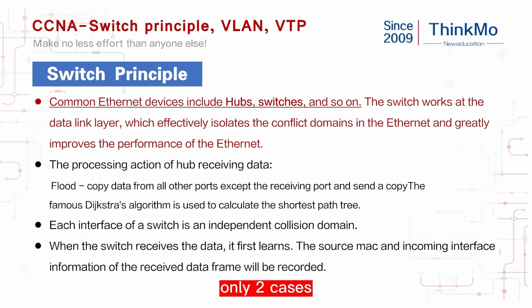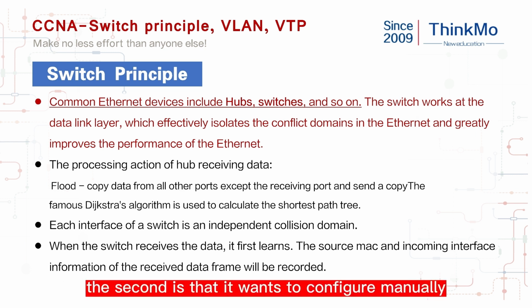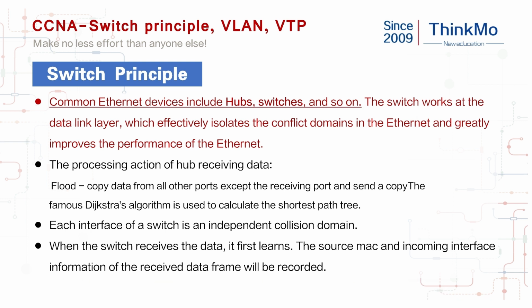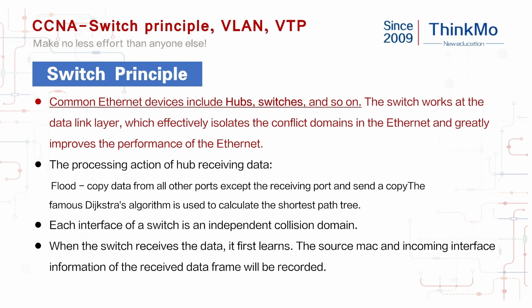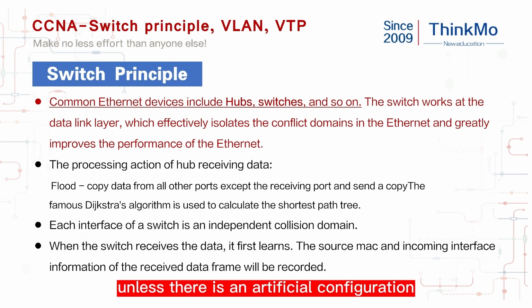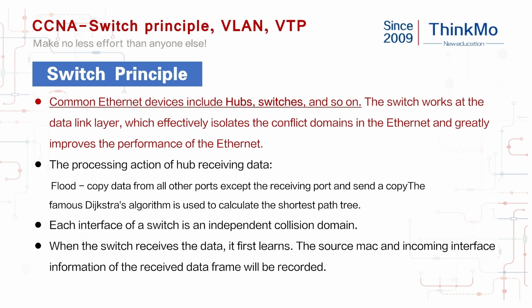There are only two cases. One is that it is going offline. The second is that it wants to configure manually. Then it will actively send messages to the device to release the address allocated by the device. It will not take the initiative to reject the offer. If it now receives two messages at the same time, then it will choose the first, not the second, because there is no need. Unless there is an artificial configuration where it doesn't want to use DHCP anymore, it will release this address.